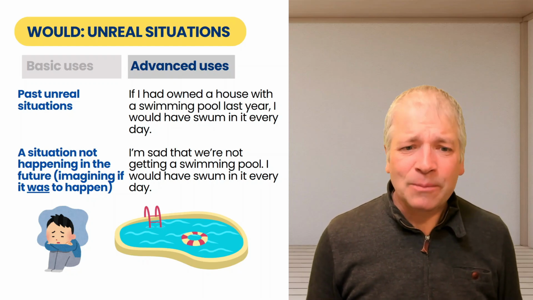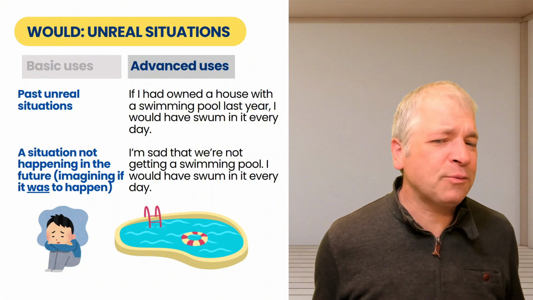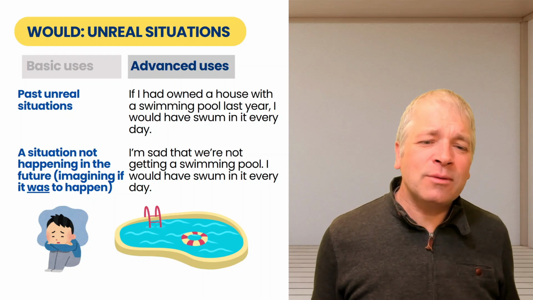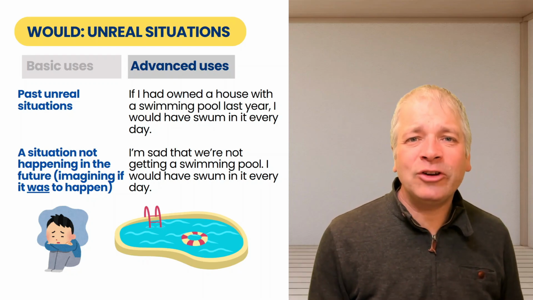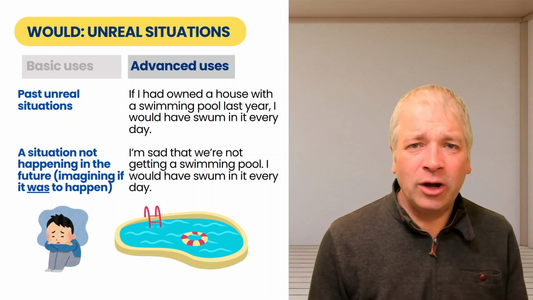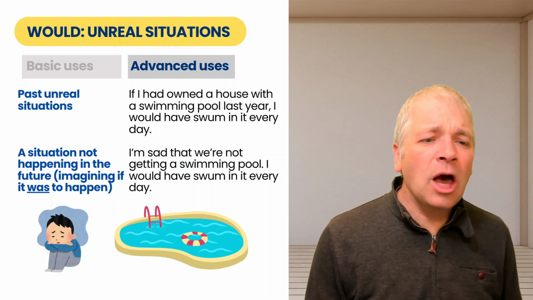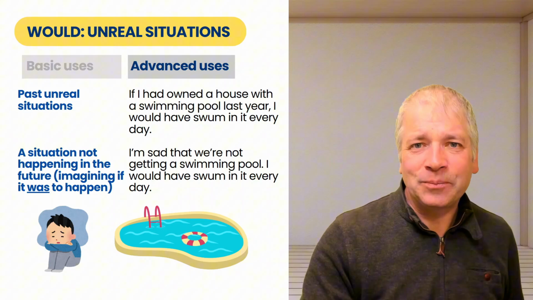A situation not happening in the future, but you're imagining if it was to happen, can be like this. I'm sad that we're not getting a swimming pool. I would have swum in it every day. So here we're using the would, have, past participle structure, but we're actually referring to the future. You're imagining something in the future that was going to happen, but now is not going to happen.